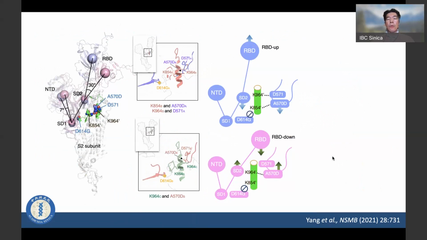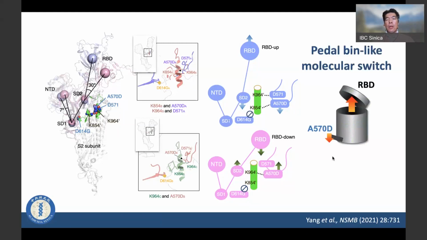Switching from the RBD up to the RBD down conformation requires the breakage of the interprotomer salt bridge involving A570D, and to form a new salt bridge again with A570D, but with a different lysine residue as indicated at the bottom. So we propose that this alpha variant specific mutation A570D serves as a molecular switch to regulate the up-down conformational change of the RBD in a pedal bin-like mechanism.